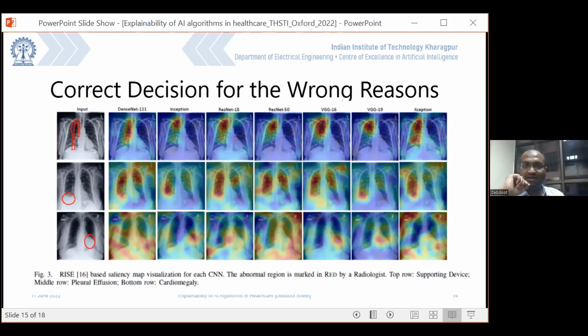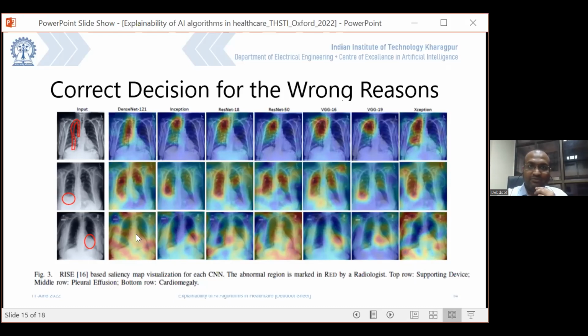Radiologist who had marked this location over here. On the other series of things which you see over here, you are able to see these decisions and the reasons which are coming up. So that's critical. Now you're looking into each of them. What we found, if you look at the last row, which looks into cardiomegaly, is that most of the models look at very weird places. They don't even look into the right one.